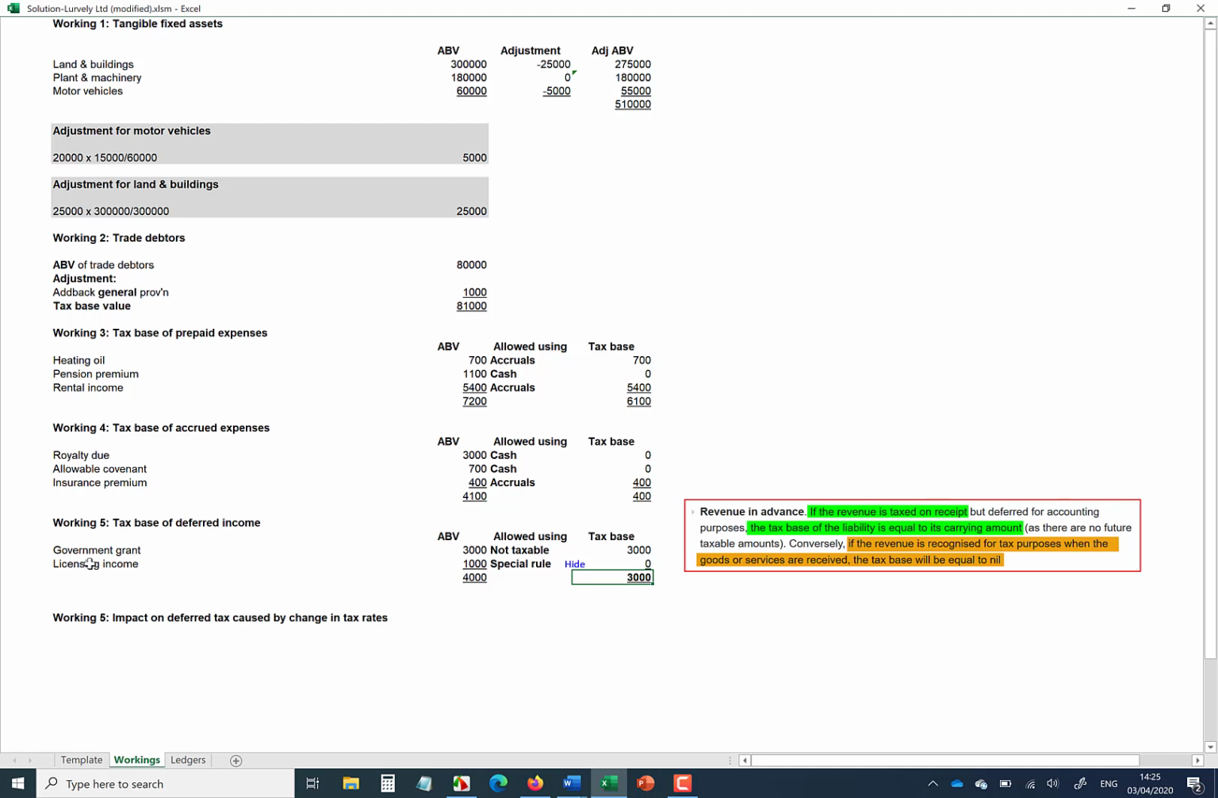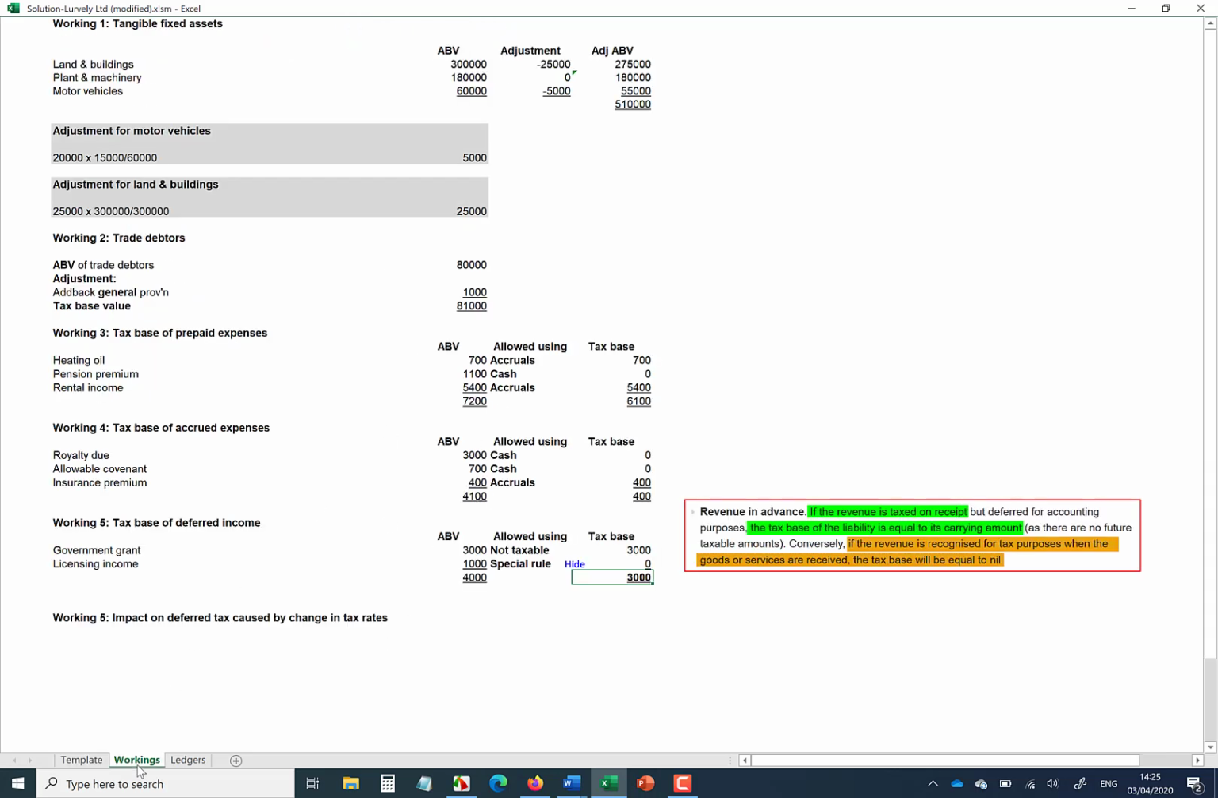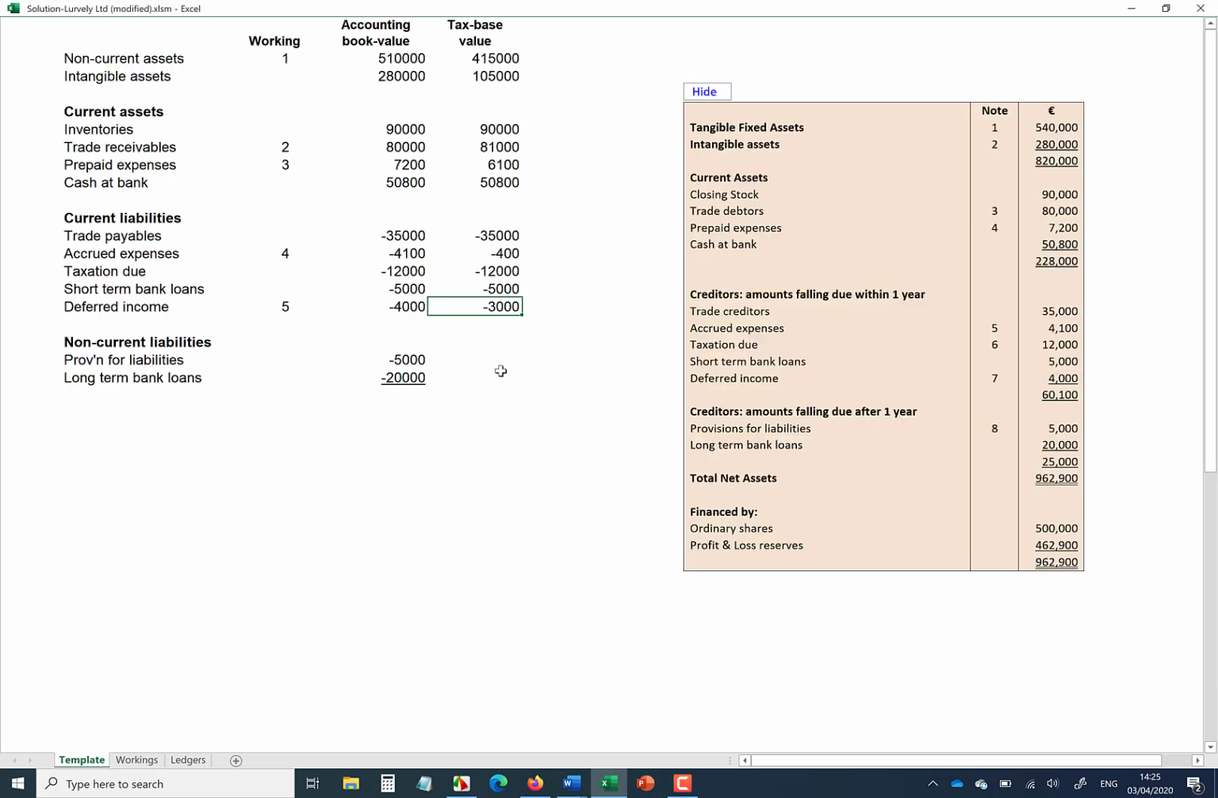And again, I think the one to note here is the licensing income, a very specific rule, which we haven't seen in previous questions. Okay, so that's a tax base there of 3,000. Provisions for liabilities. Okay, again, this was the deferred tax and the repairs are allowed under IAS 37, so there's no issue there. And the long-term loans, no issue again. So again, that gives us 932 versus 667.